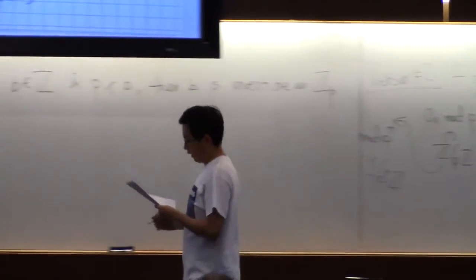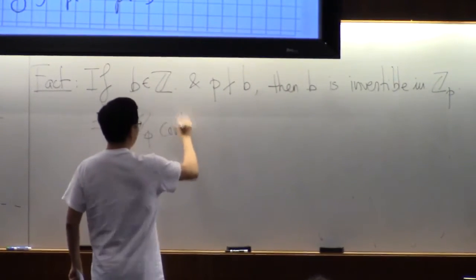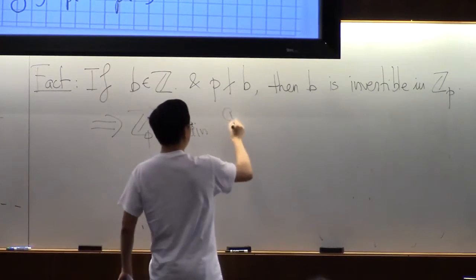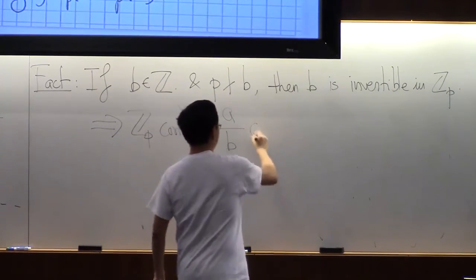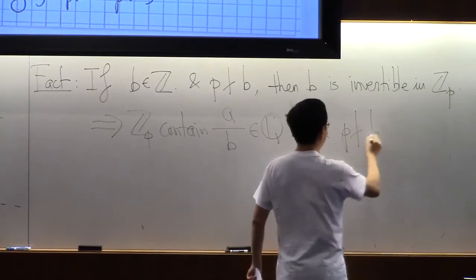So this will tell you that Zp must contain all the rational numbers a over b, as long as p does not divide b.